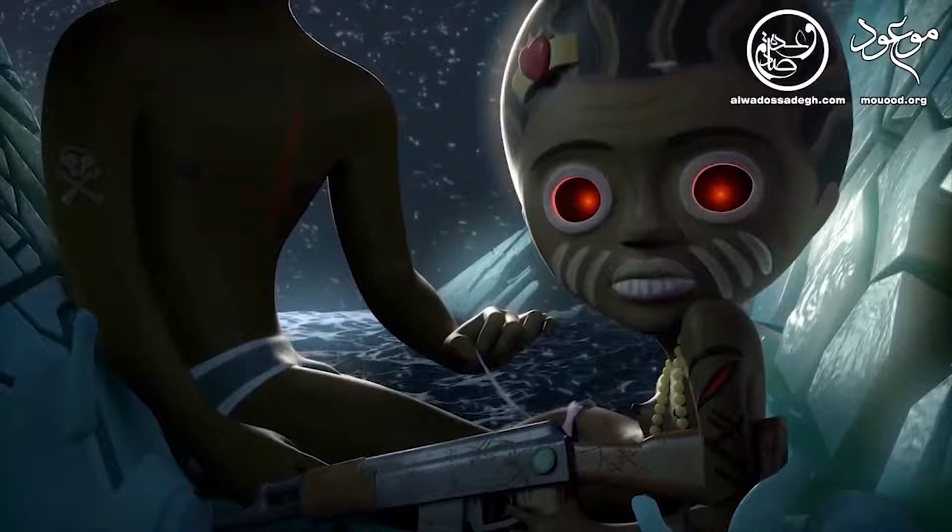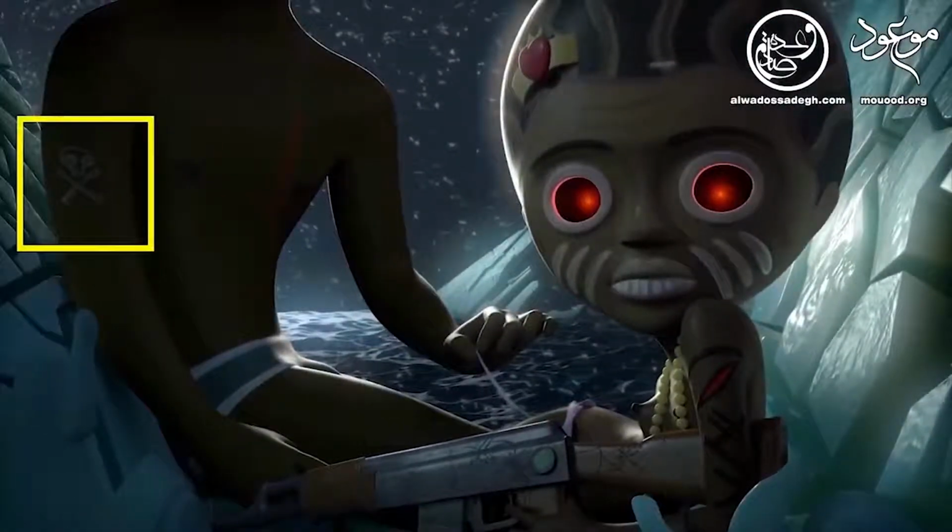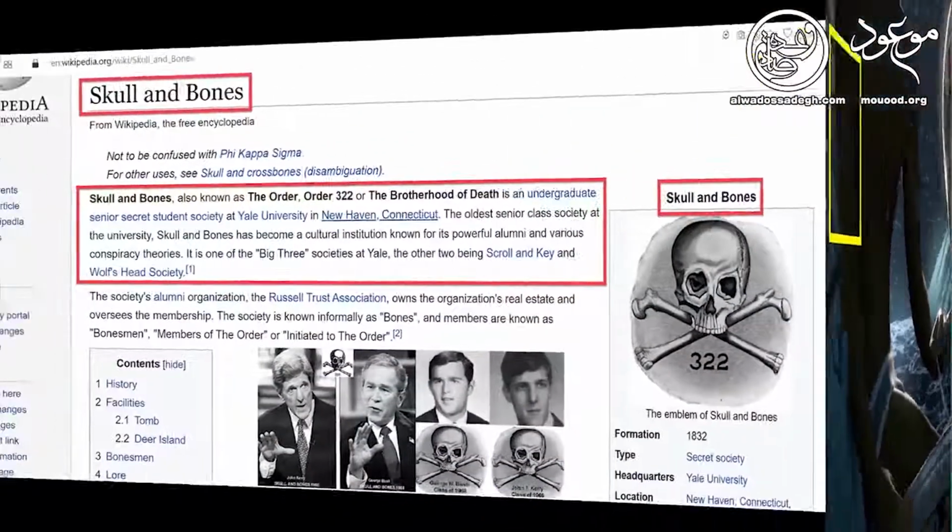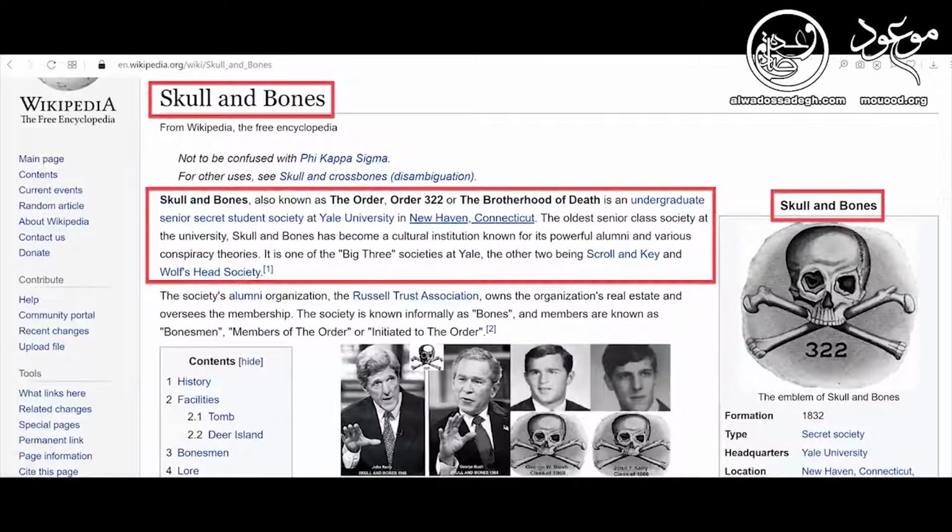In the first layer analysis, we should look at the symbols used on the bodies of these two characters. The skull and bones symbol, which is very similar to the favorite symbol among Illuminati groups such as the skull and bones, is painted on the man's right arm. This symbol means death and destruction, and is in particular the slogan of the skull and bones secret society, which is the order of death.